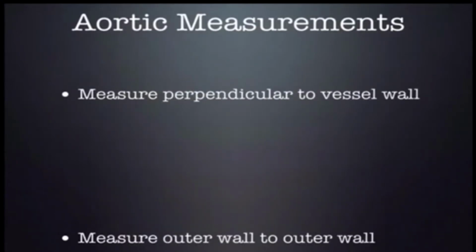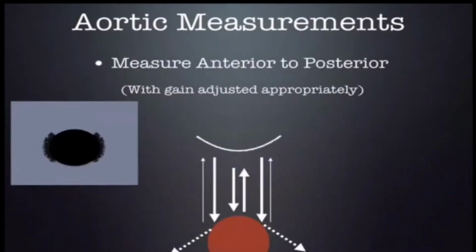Also really important to make sure that you measure with the probe oriented perpendicular to the vessel walls. And lastly, it's important to remember to measure outer wall to outer wall. This will allow you to include any mural thrombus in your aorta. And I'll show a demonstration of the right way and the wrong way to measure abdominal aortic aneurysm shortly. So let's start back at the top.